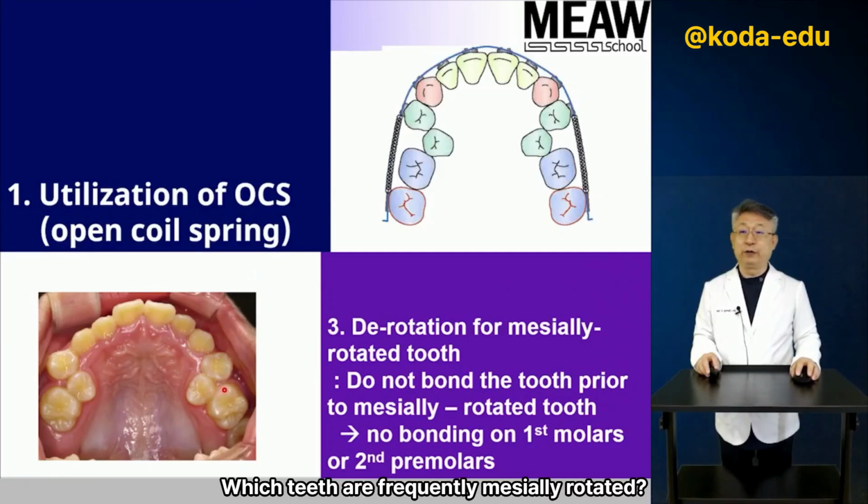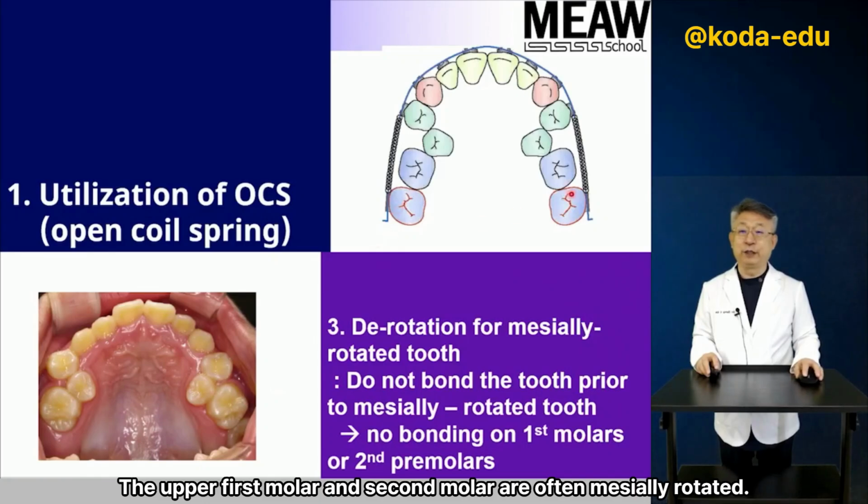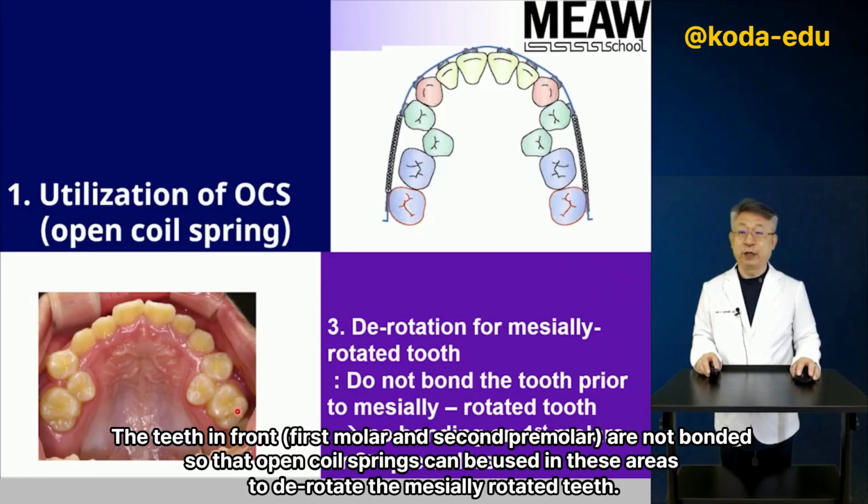Which teeth are frequently mesially rotated? The upper first molar and second molar are often mesially rotated. The teeth in front, the first molar and second premolar, are not bonded, so that open coil springs can be used in these areas to derotate the mesially rotated teeth.